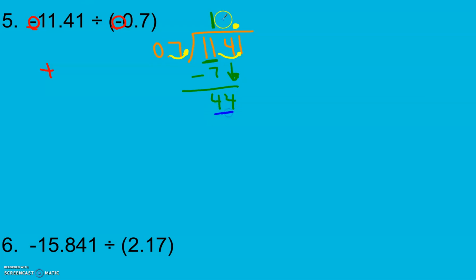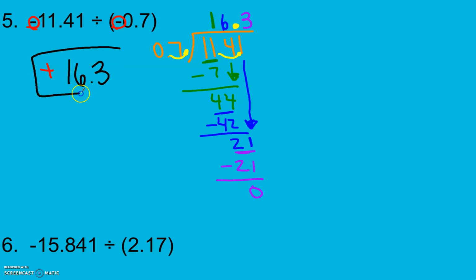7 goes into 44 6 times, which is 42 when we multiply it back. Subtract, I get 2, drop down my 1. 7 goes into 21 3 times, we multiply it back, and a remainder of 0. So here, I get a positive 16.3.